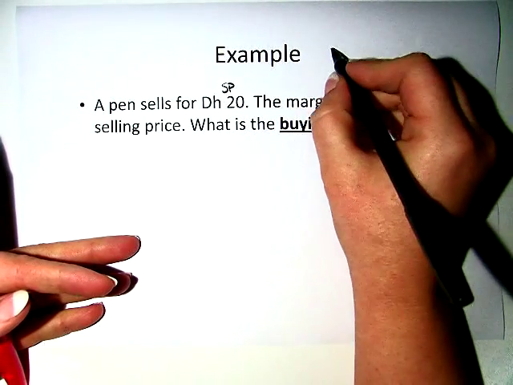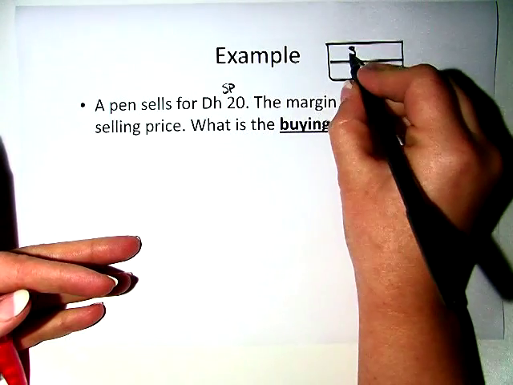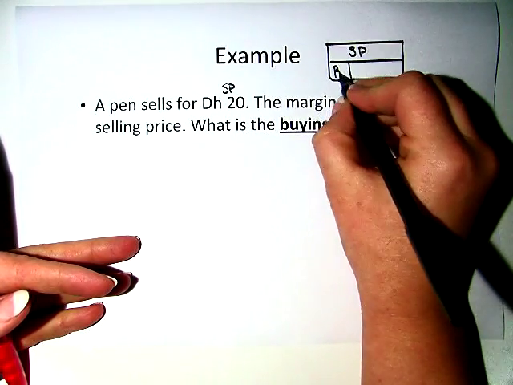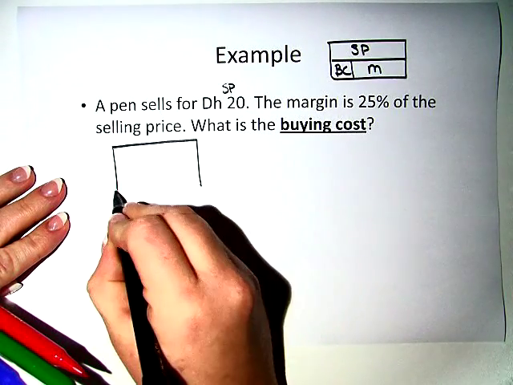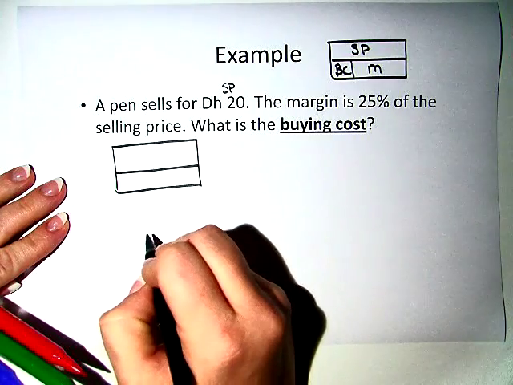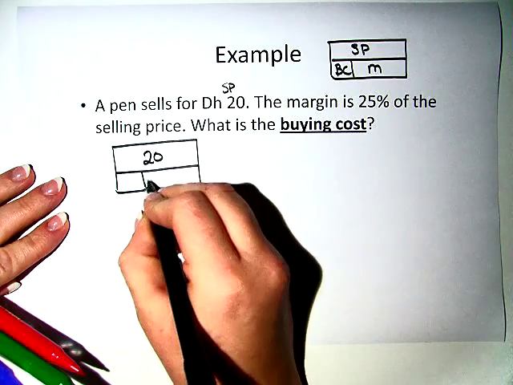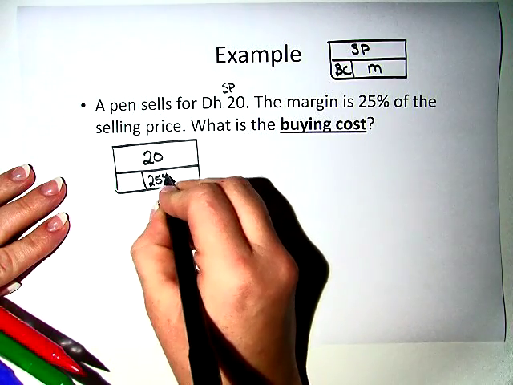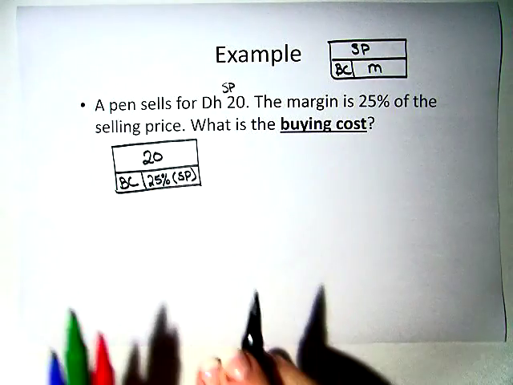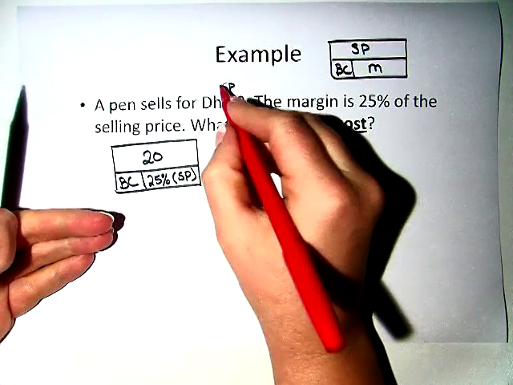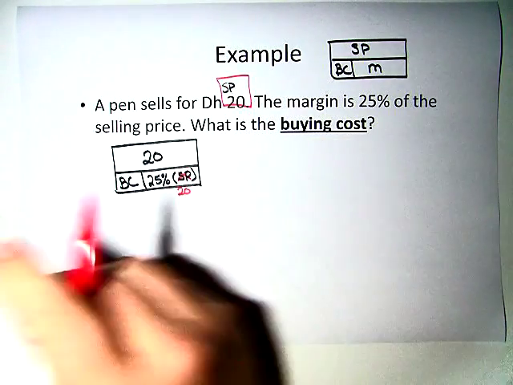Okay, so we know, if you remember back to our chart, that the selling price is the buying cost plus the margin. So we're actually going to be using the chart to solve this problem. The pen sells for 20 dirhams. The margin is 25% times the selling price, and we want to know the buying cost. Okay, well in this case our selling price is right here. It's 20 dirhams. So instead of putting selling price, we're going to put 20.